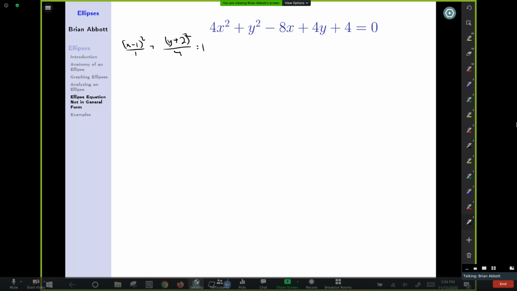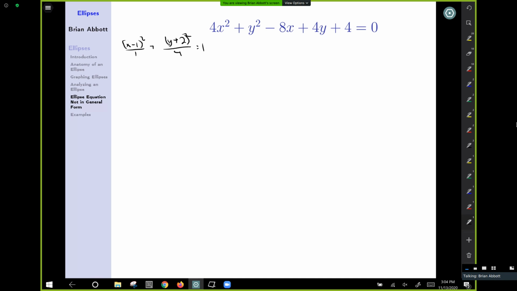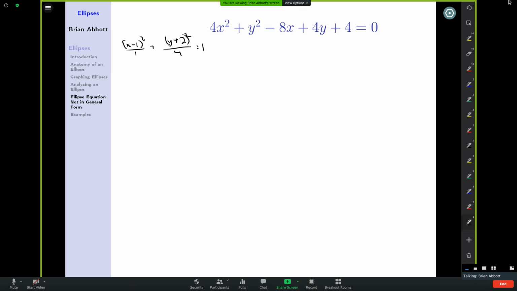Continuing on with this example, I've rewritten it. We have the expression we started with in the upper right, and the equation that we solved for next to it. Well, we don't know anything about this. They didn't give us any focus, center, etc. Let's see if we can't graph this thing.